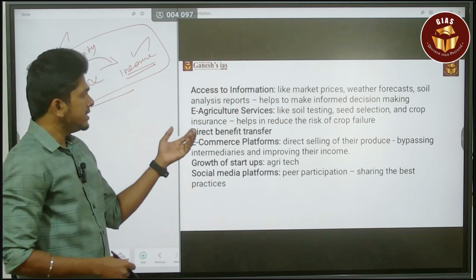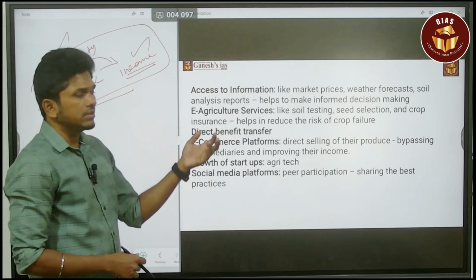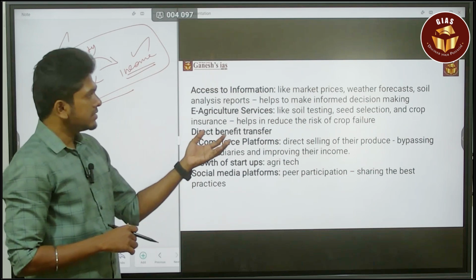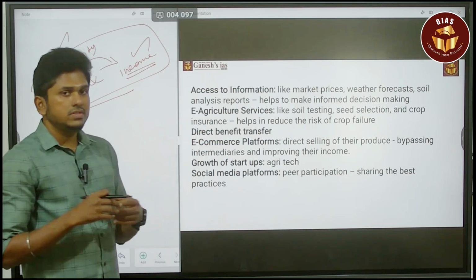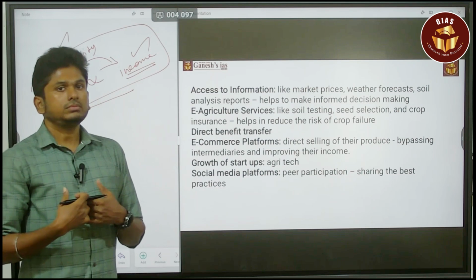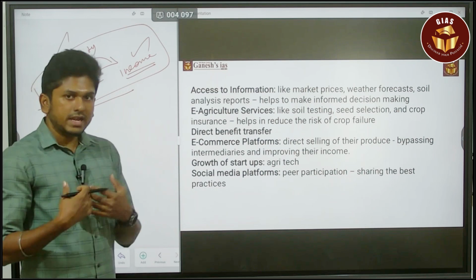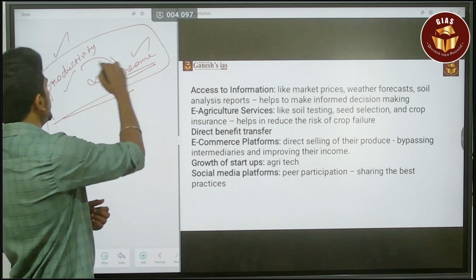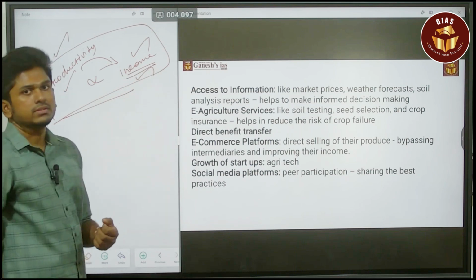Next is e-agriculture services like soil testing, seed selection and crop insurance. This will help you to reduce the crop failure. Okay, so in that way your productivity is going to increase, and obviously income is going to increase.